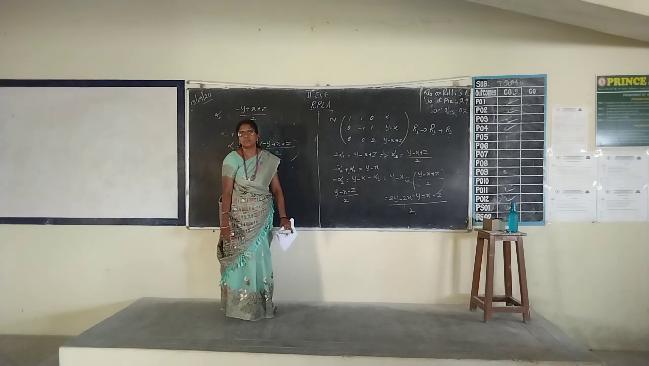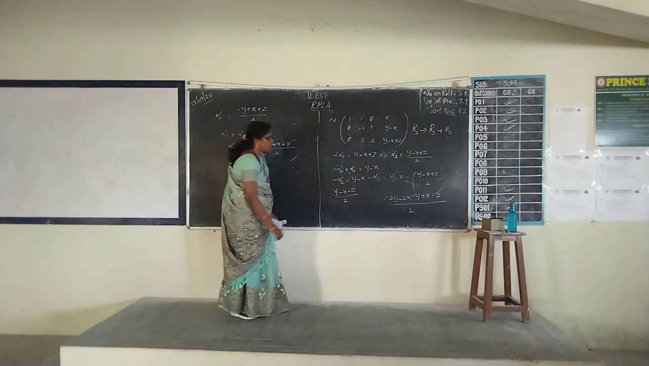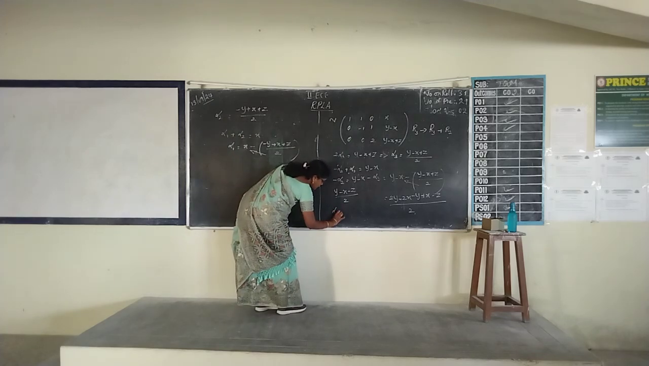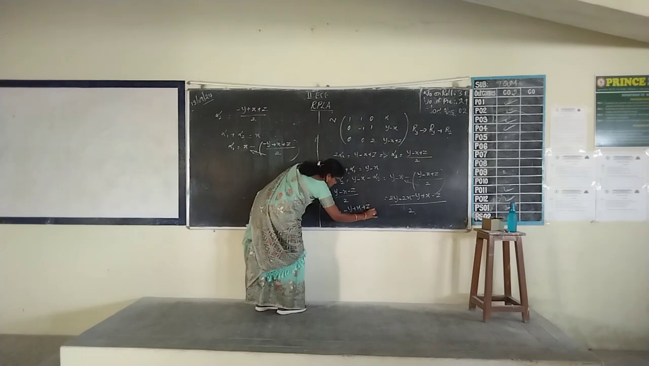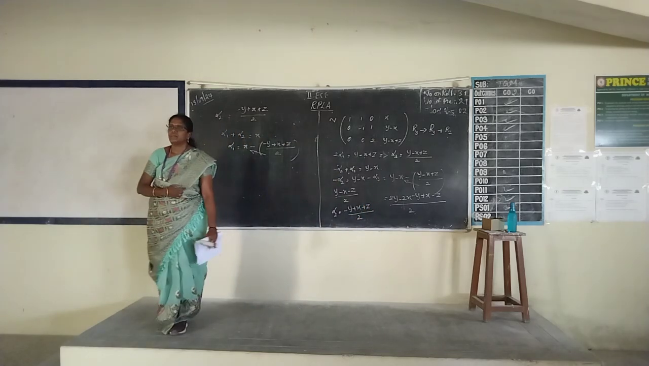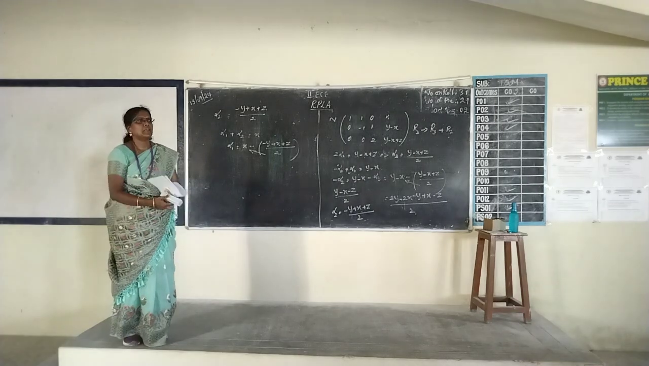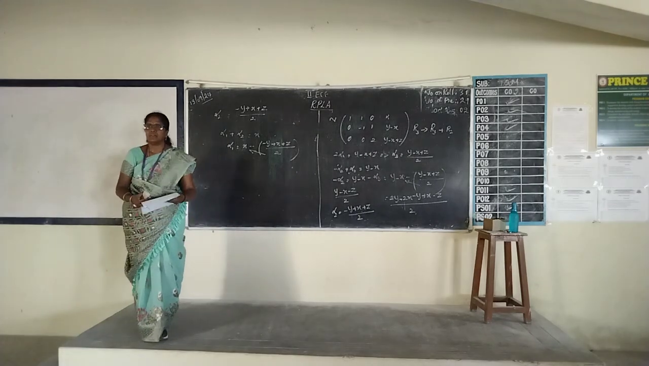What will be alpha 2? Multiply throughout by the negative sign. What is alpha 2? Minus y plus x plus z by 2. Is it clear now? Yes? We should know to skip the unnecessary steps so that you can solve the problems easily in the exam.